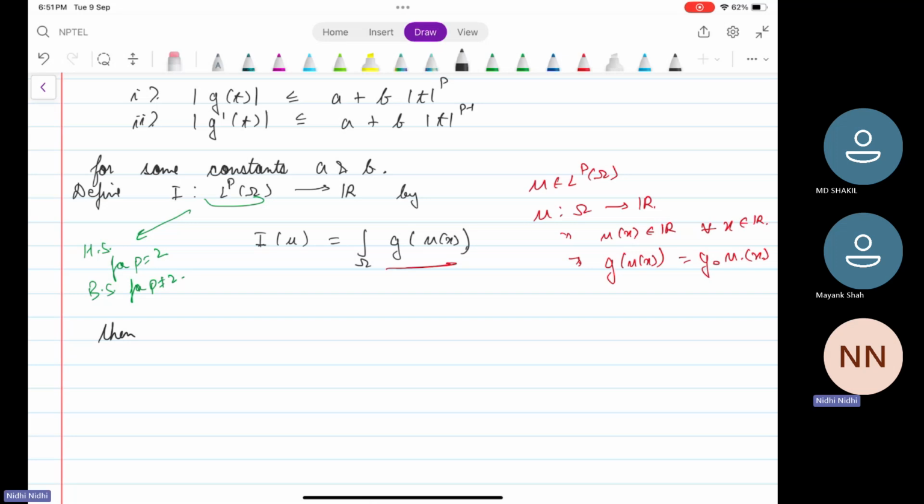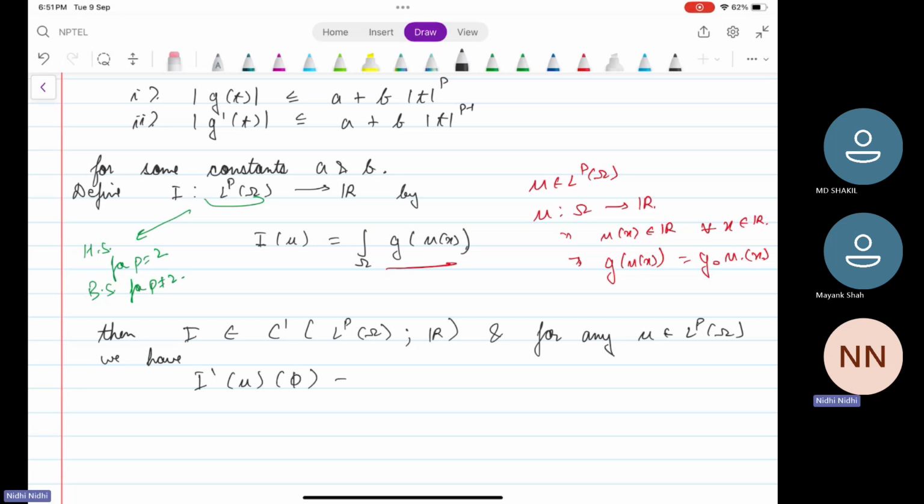Then this I is differentiable as well as its derivative is continuous from L^p(Ω) to R. And for any u in L^p(Ω), we have I'(u) at point φ, because I'(u) is again a bounded linear map. This is given by the integral over Ω of g'(u) times φ, for every φ in L^p(Ω).